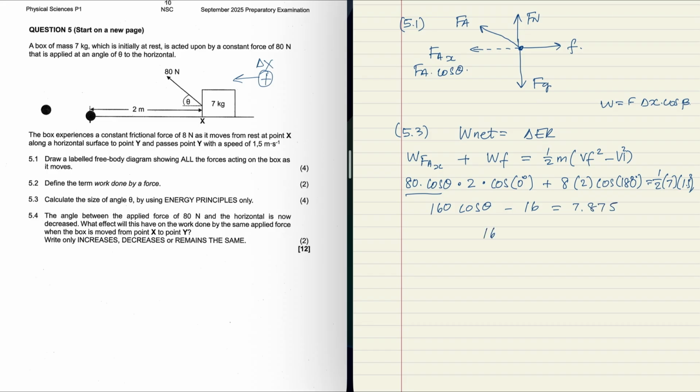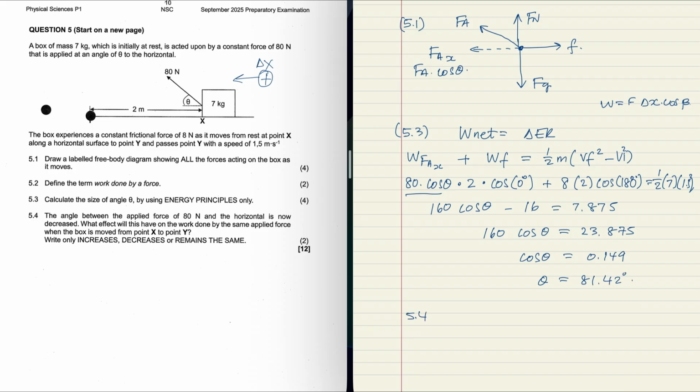We'll get 160 cos theta is going to equal 23.875. Cos theta is therefore equal to 0.149. Theta is equal to arc cos of 0.149, which is 81.42 degrees.